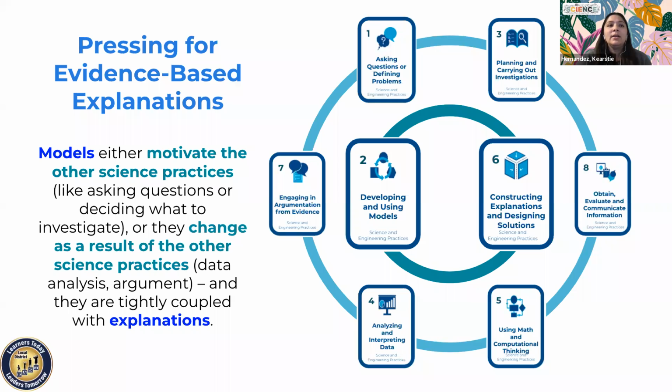So modeling either motivates other practices or changes as a result of engaging in those other practices. We looked at modeling when we looked at ASTP4, eliciting student ideas. That was our big focus around that. Now we've gone through this whole series of lessons in this unit. So how can we tightly couple that with these evidence-based explanations, these strong evidence explanations that we're really working for students to produce?